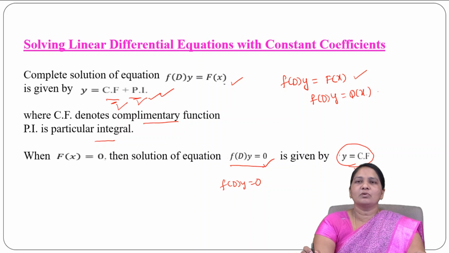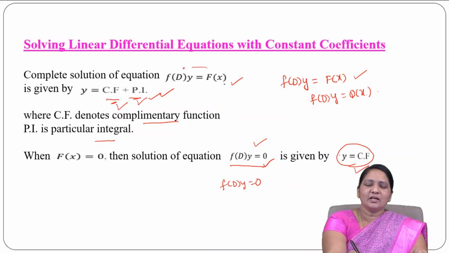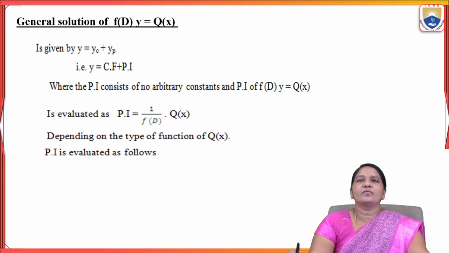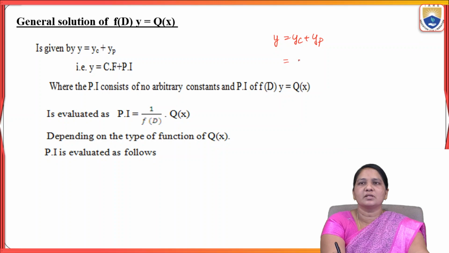In the previous video, we discussed the homogeneous equation, how to solve it and what is the solution of the homogeneous equation. Today we are going to learn about the non-homogeneous equation. Here, the general solution of the non-homogeneous equation is y equal to yc plus yp. yc is the complementary function and yp is the particular integral.